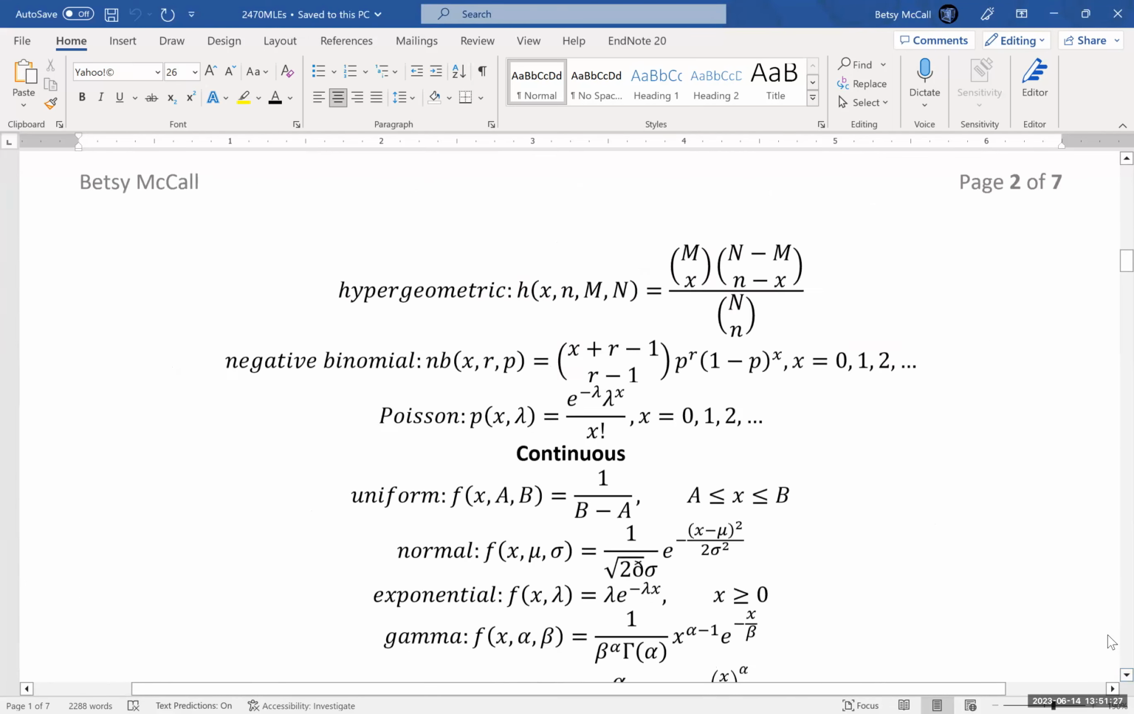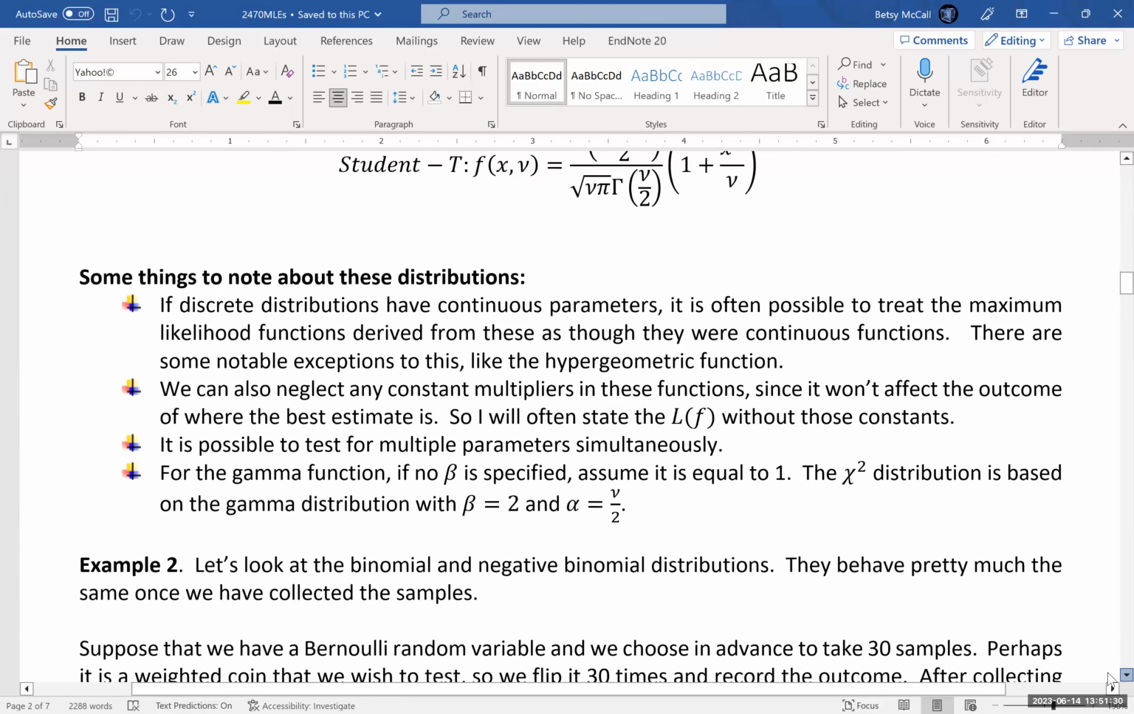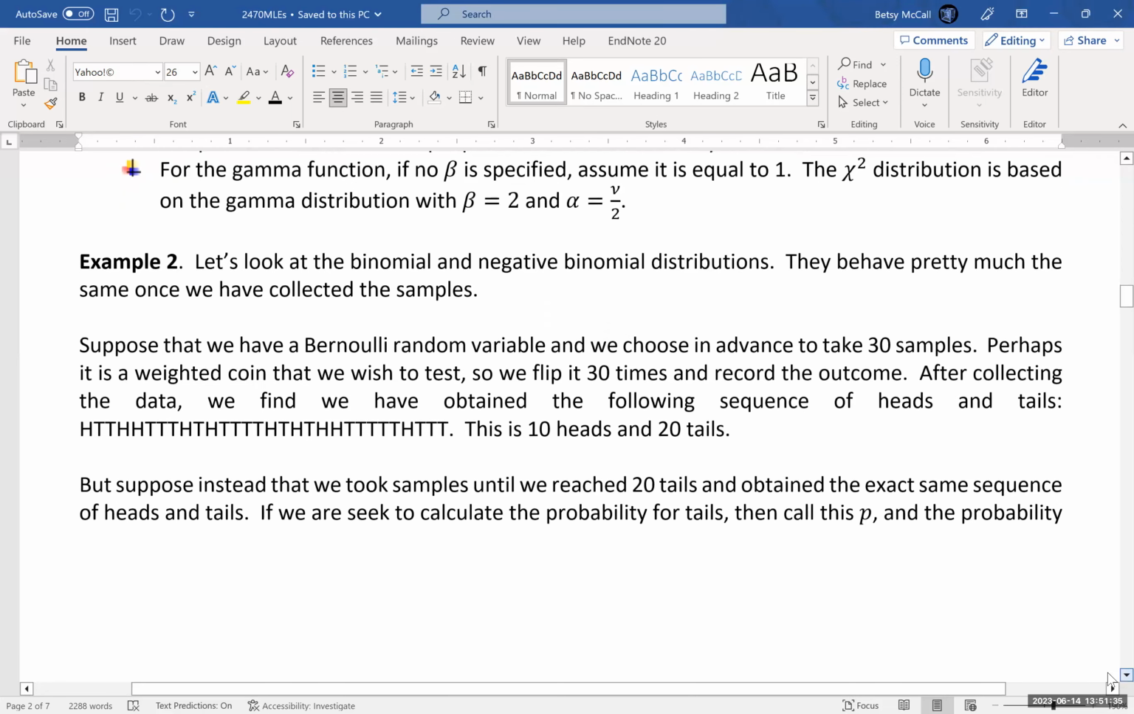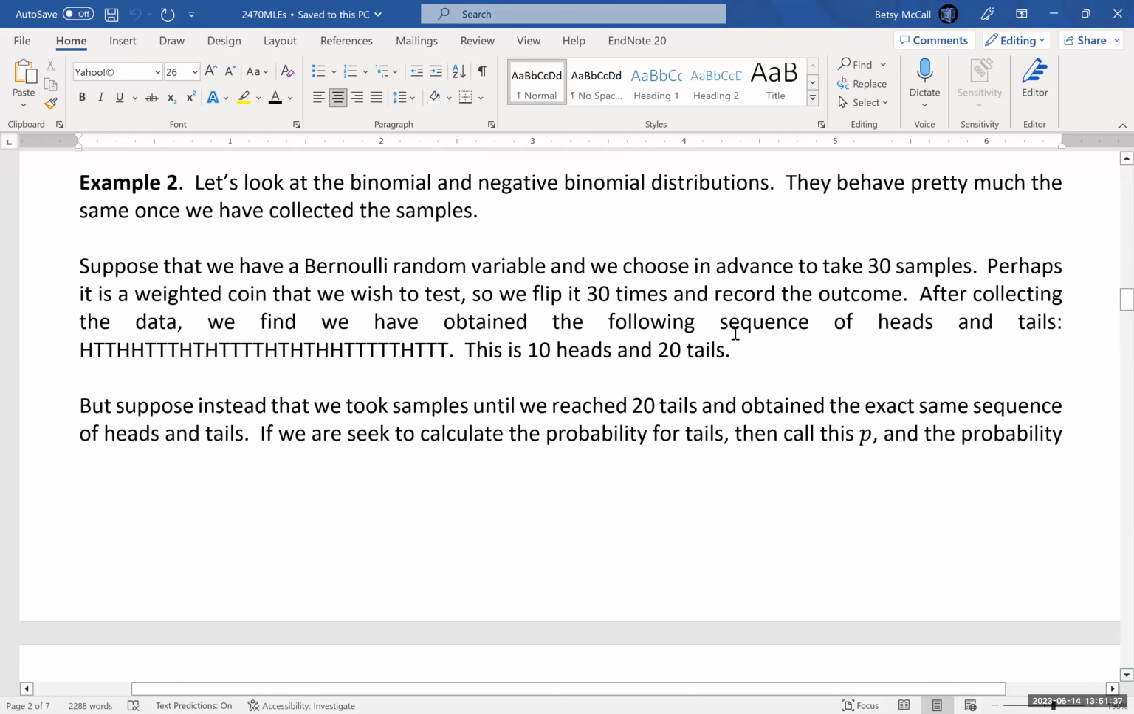Now, what I want to look at is another problem where we set things up. In this case, we're going to look at the binomial and negative binomial distributions. They're going to behave pretty much the same way. When you have a fixed set of outcomes, you can't actually tell whether it came from a negative binomial or a binomial distribution, because once you get to that final outcome, you quit, right? So in a negative binomial distribution, you allow for the possibility that you could be doing your coin flips forever.